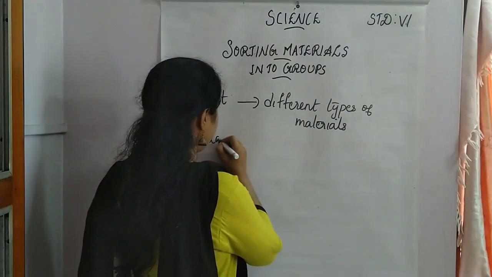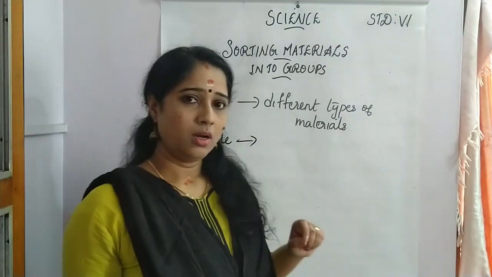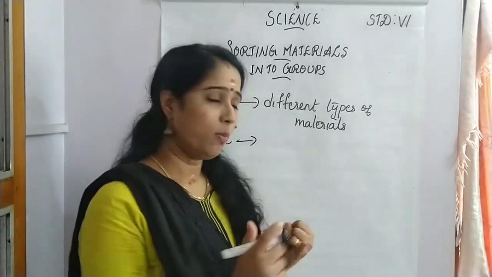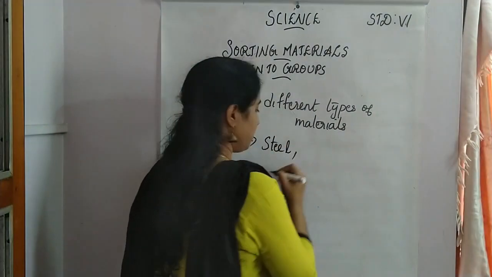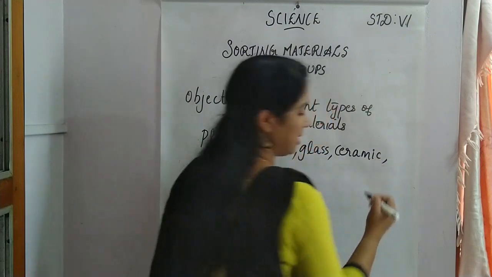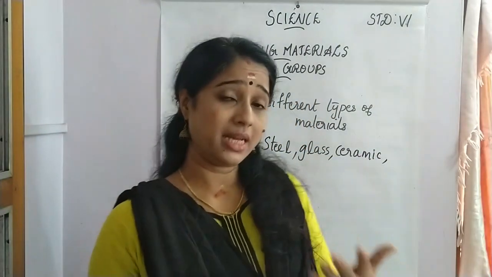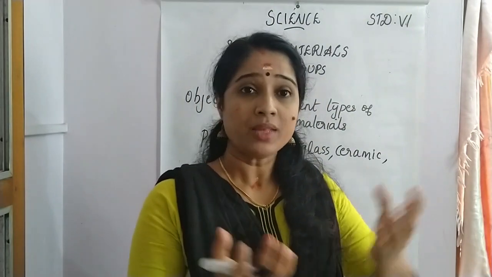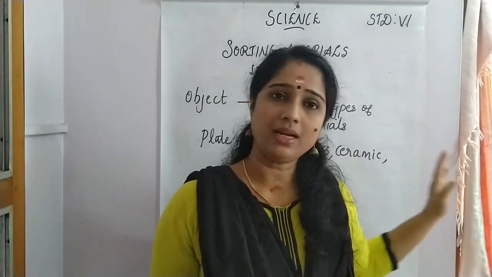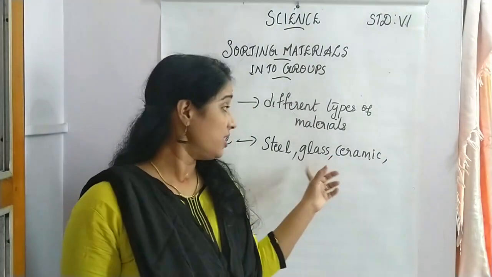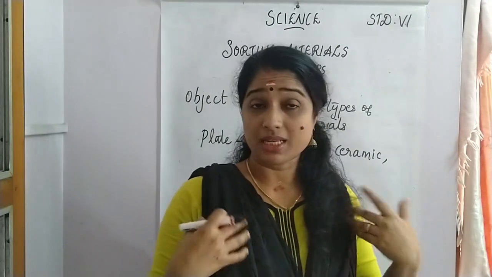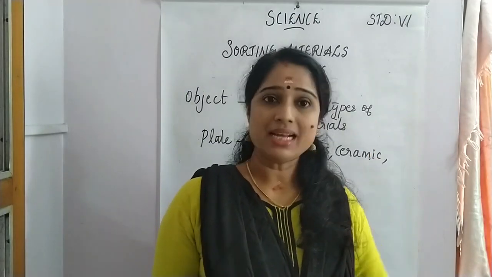Think about the object plate. Different types of plates that we are all familiar with. At home we use a steel plate, then a glass plate, a ceramic plate. Ceramic is a type of clay. When the clay gets heated, they make different types of things, like dinner sets. Ceramic is very powerful, but still breakable, like clay, though more powerful than clay. Different colored ceramic vessels, glasses, cooking vessels and plates are available.